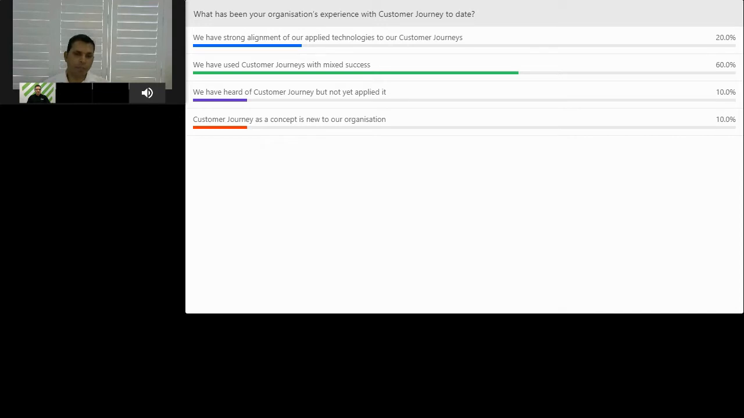It's very different to the traditional use case mapping and other approaches we used to use to develop or implement software. I also see the blue one, that we have a strong alignment of our applied technologies to our customer journey. That's good to see. This is not a new notion. It's been in the industry for a few years as well.